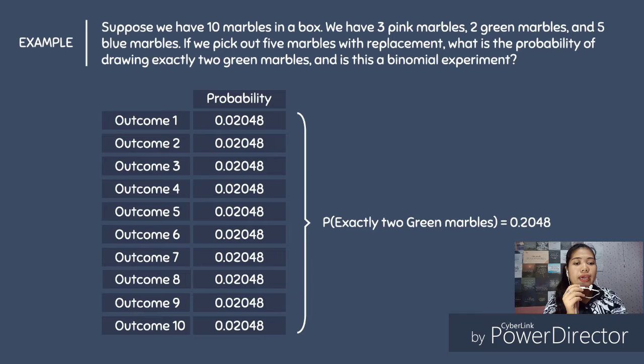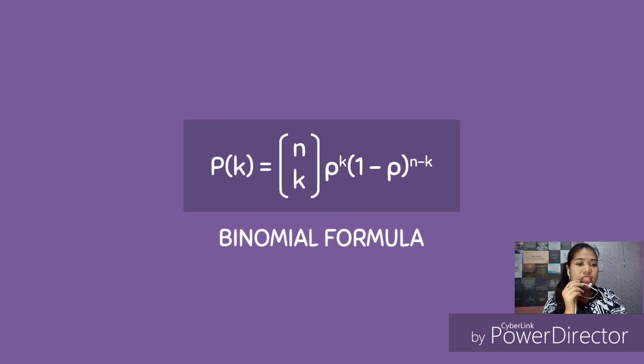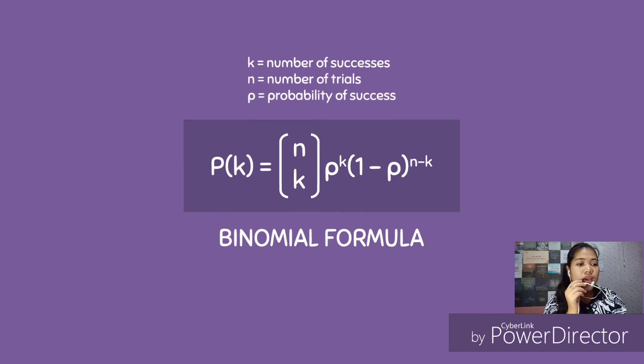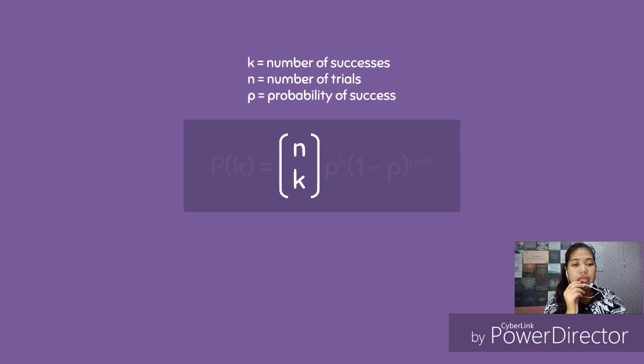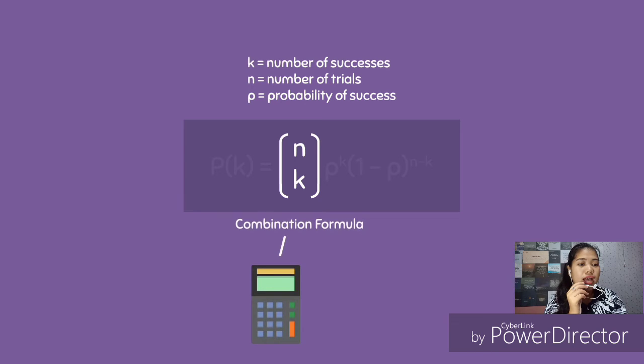However, there is another way we can calculate this answer, and that is by using the binomial formula. The binomial formula looks like this. It looks a little scary, but let's break it down. K is the number of successes, N is the number of trials, and little p is the probability of success. What we have here in brackets represents the combination formula. It is often seen on a scientific calculator as nCr, which is the same thing as saying N choose R.